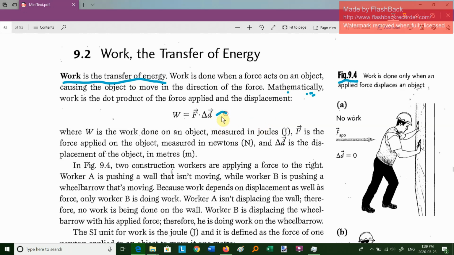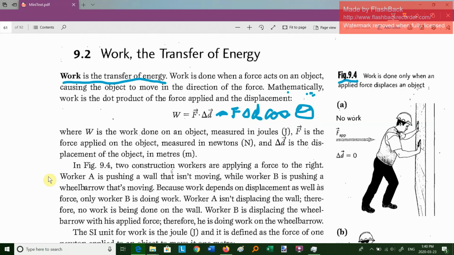I can also write that. That also equals F delta D cos theta, where theta is the angle between the force vector and the displacement vector.